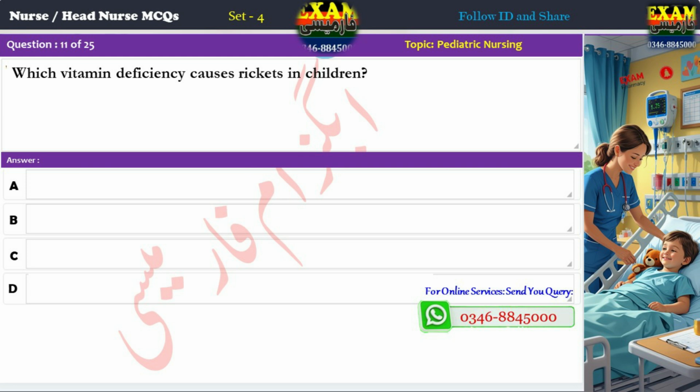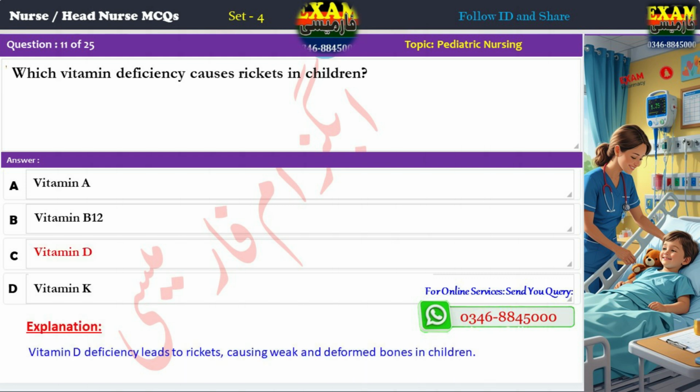Question 11. Which vitamin deficiency causes rickets in children? A. Vitamin A. B. Vitamin B12. C. Vitamin D. D. Vitamin K. Correct answer: C. Vitamin D. Explanation: vitamin D deficiency leads to rickets, causing weak and deformed bones in children.